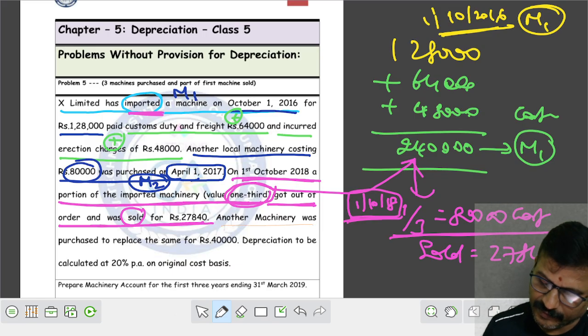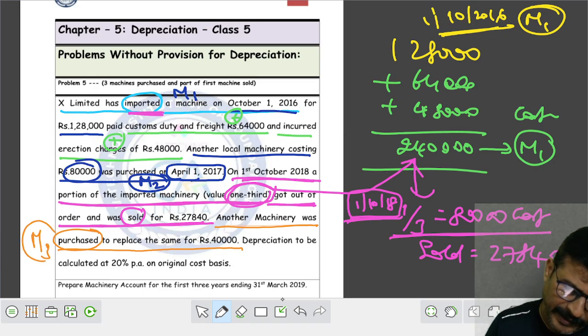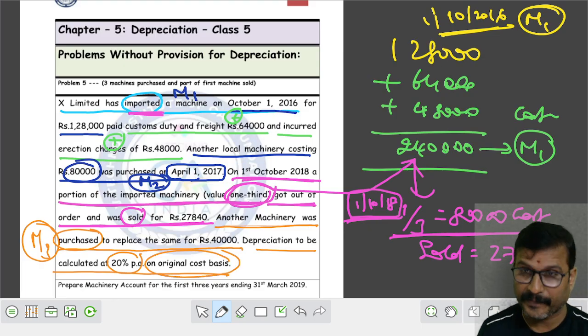Another machinery. What machinery? Another machinery was purchased to replace the same for rupees 40,000. So again purchased. Which machine is it? It is the M3 machine. On what date? On the same date. Depreciation to be calculated at 20% per annum on which method? On the original cost basis.